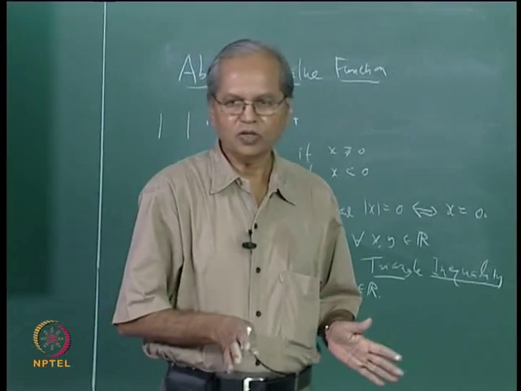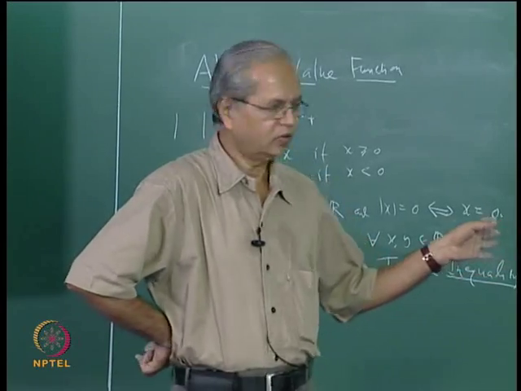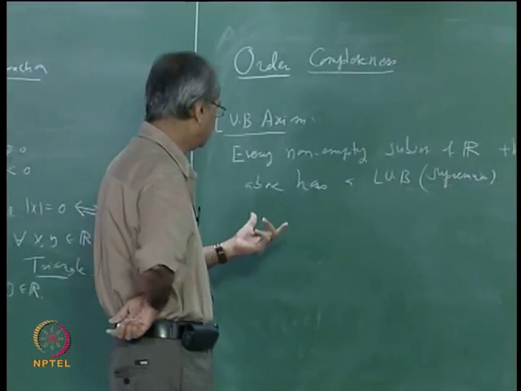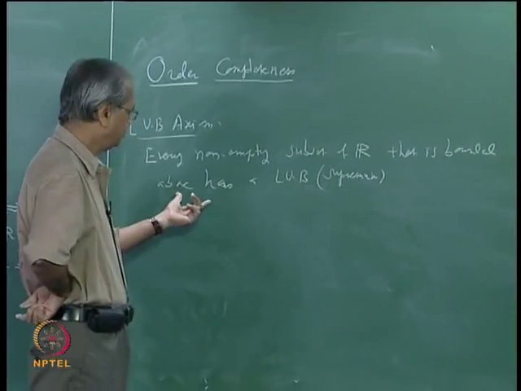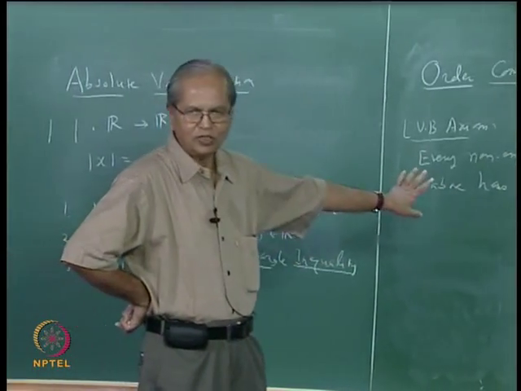Suppose you just take the set of all rational numbers, then that does not have this order completeness property, which means you can find non-empty subsets of rational numbers which are bounded above but which do not have a least upper bound. Okay, we shall come to that kind of examples a little later.